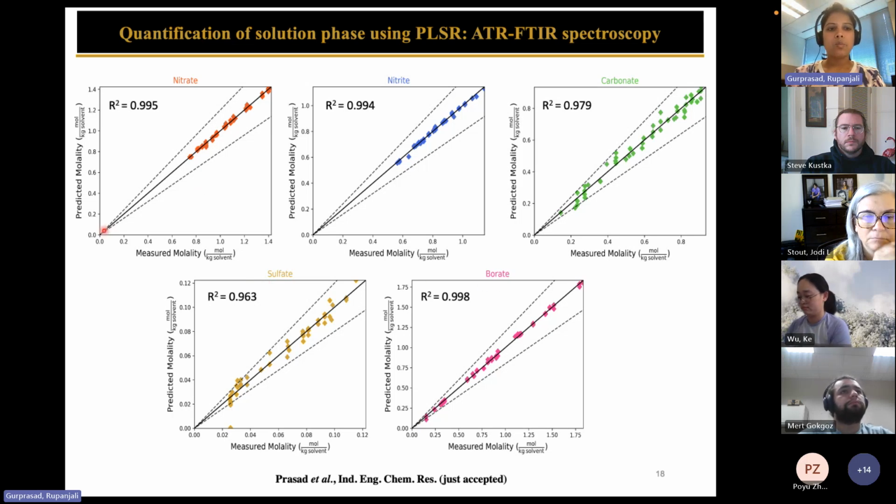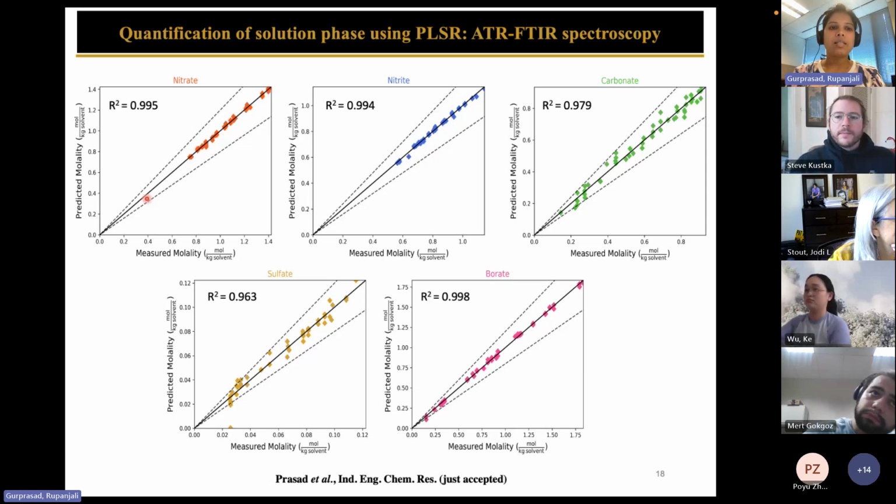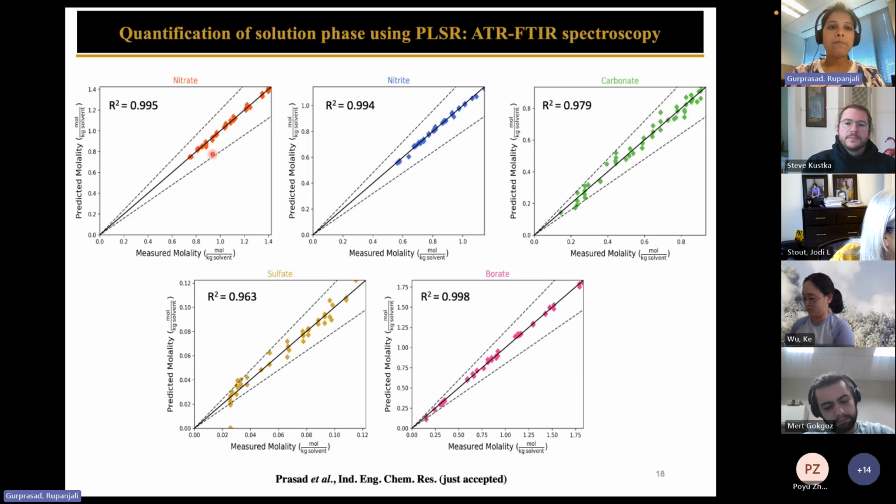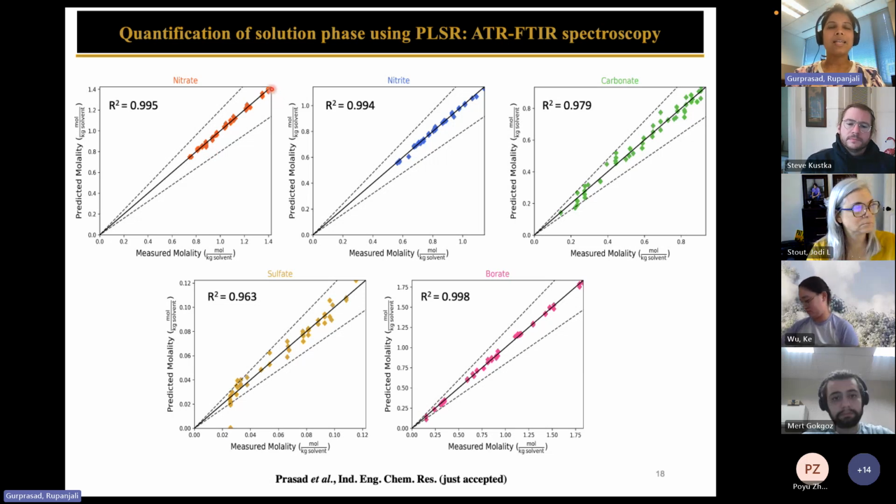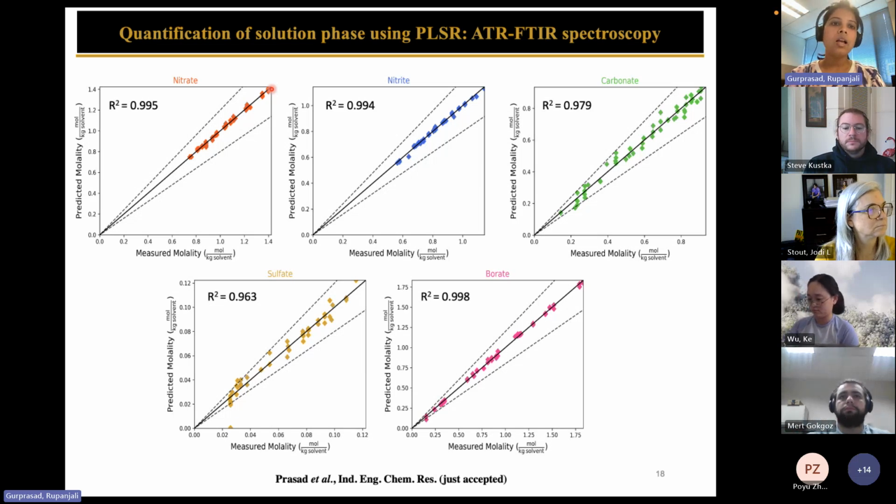A couple of features about the plot are important to know. The black solid lines on the plots show an ideal predictive model, a y equals x kind of correspondence between our predicted and measured concentrations, where we would want our predictions to lie as close to that line as possible. We are also comparing our results to these plus and minus 20% accuracy bounds, shown by the broken dashed lines on both sides of the curve.